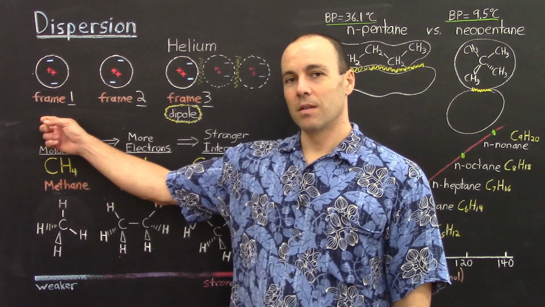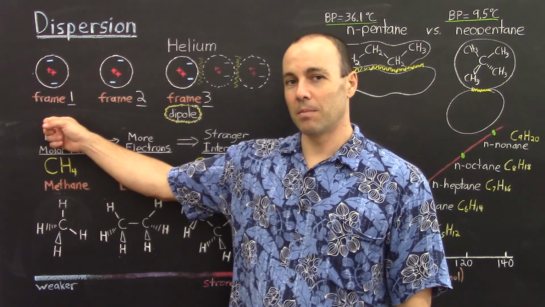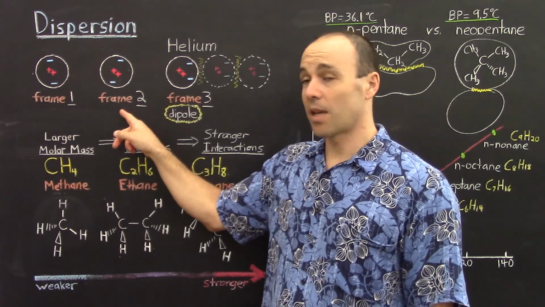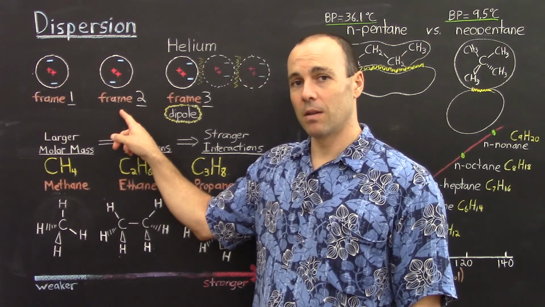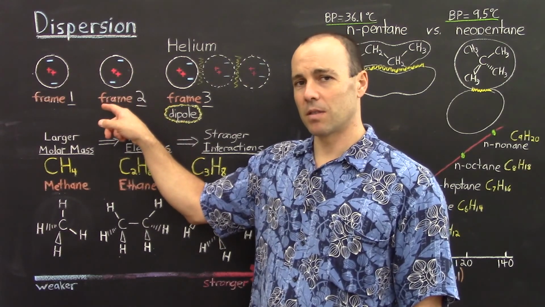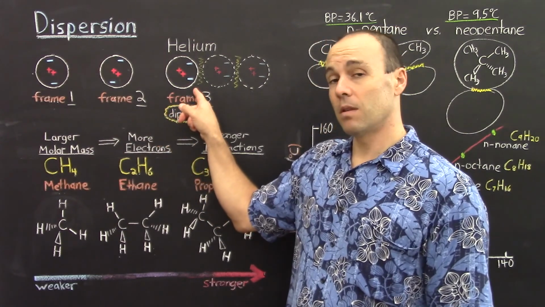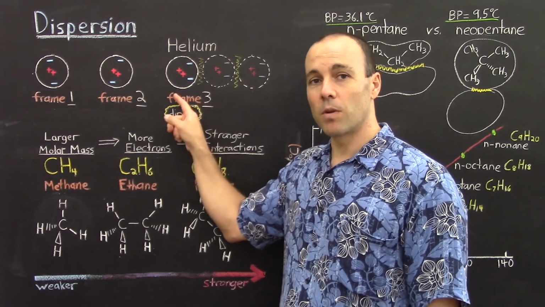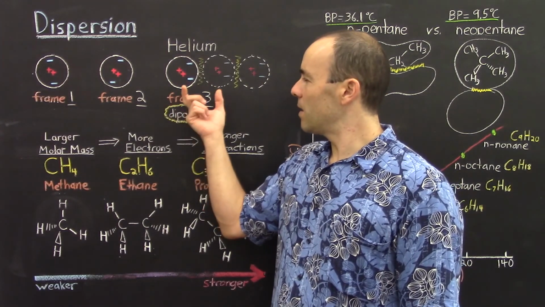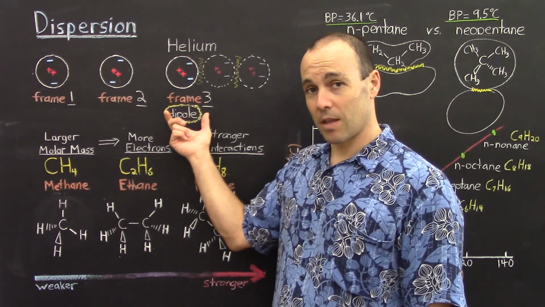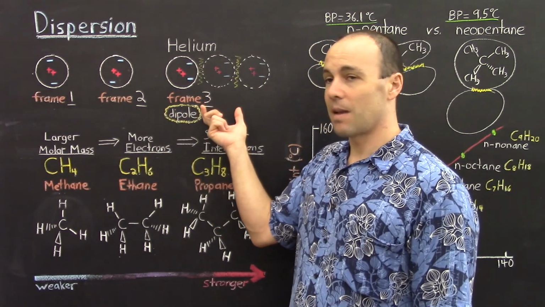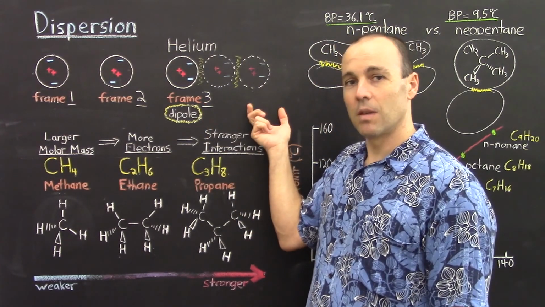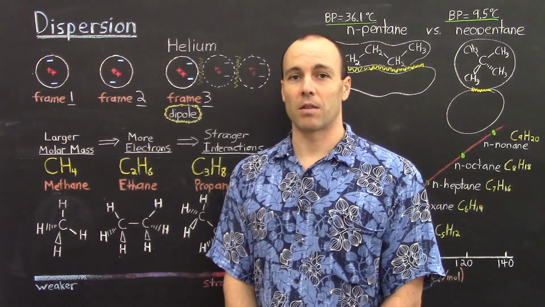In one instance, or one frame, the two electrons of helium might be on opposite sides of the nucleus. A little while later, in a second frame, the electrons have moved around, but they're still on opposite sides of the nucleus. Now, in a third frame, the electrons may find themselves on the same side of the nucleus, therefore the atom has been polarized. Now, this instantaneous dipole that has formed can induce a dipole in the neighboring helium atom, which can do so again. So helium does exhibit dispersion interactions.